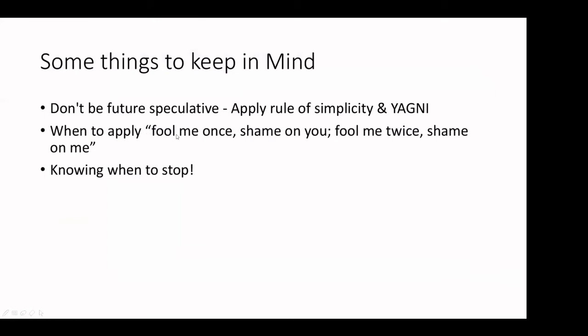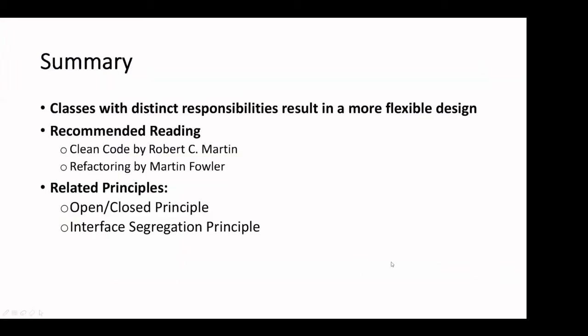So my rule is fool me once, shame on you, fool me twice, shame on me. First time I missed out to identify the responsibility, that's okay. It's fine. So next time when I come and say that, okay, I'm adding another responsibility to existing responsibilities, then it's shame on me. I'm getting fooled again and again. I'm going and making changes to the same responsibilities.